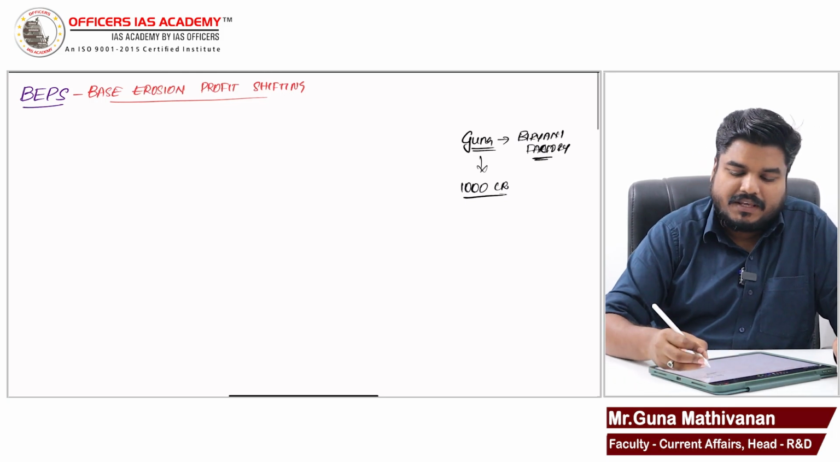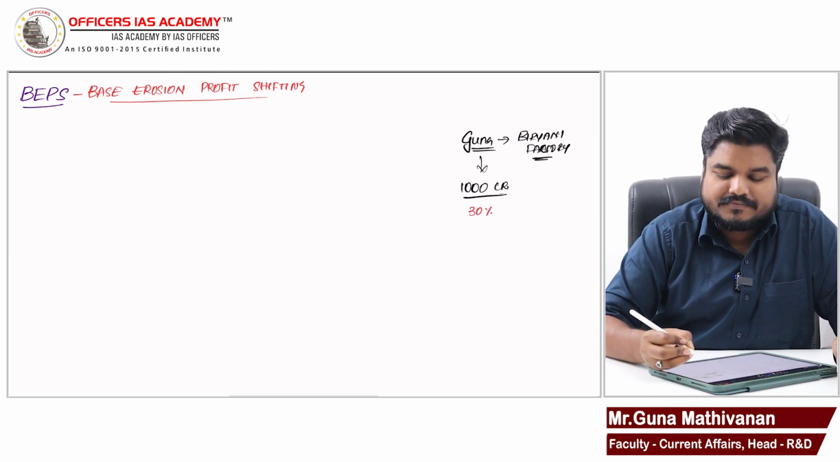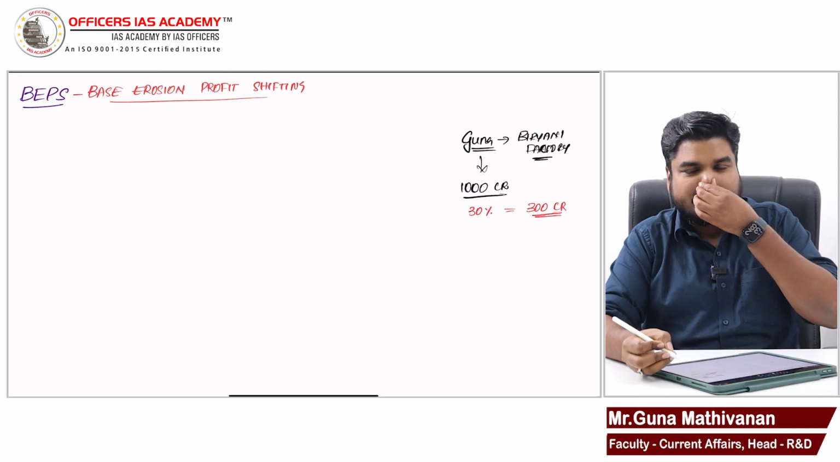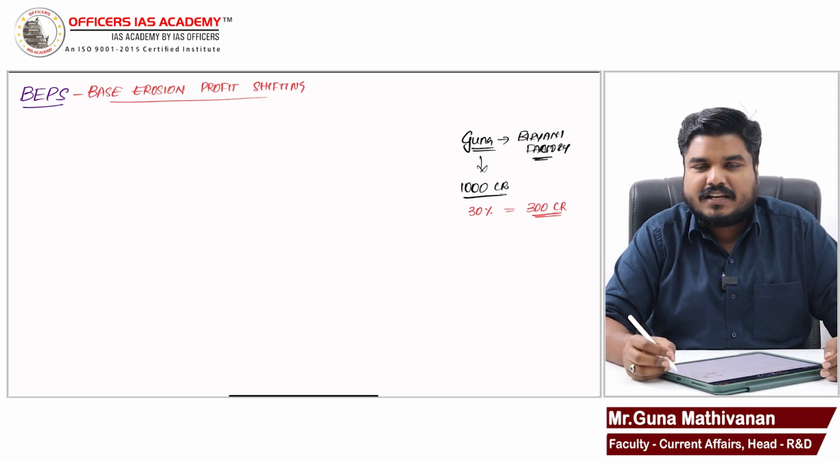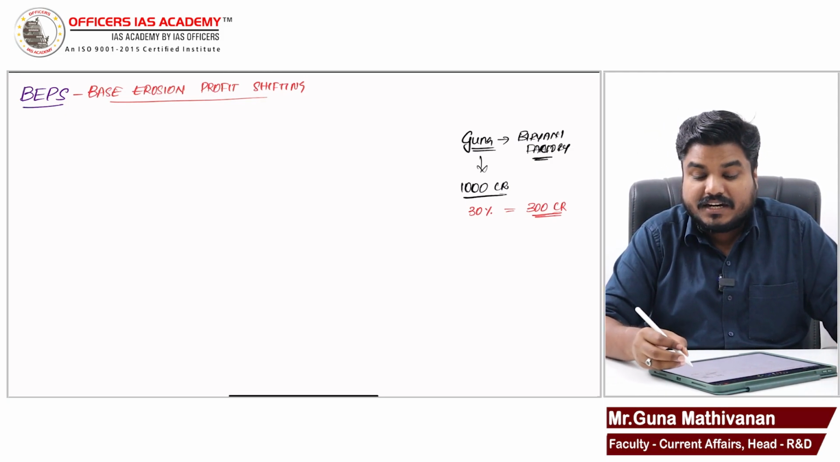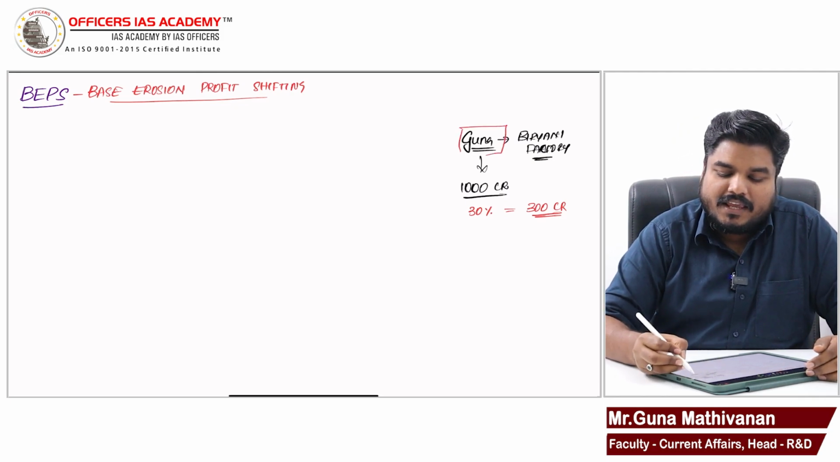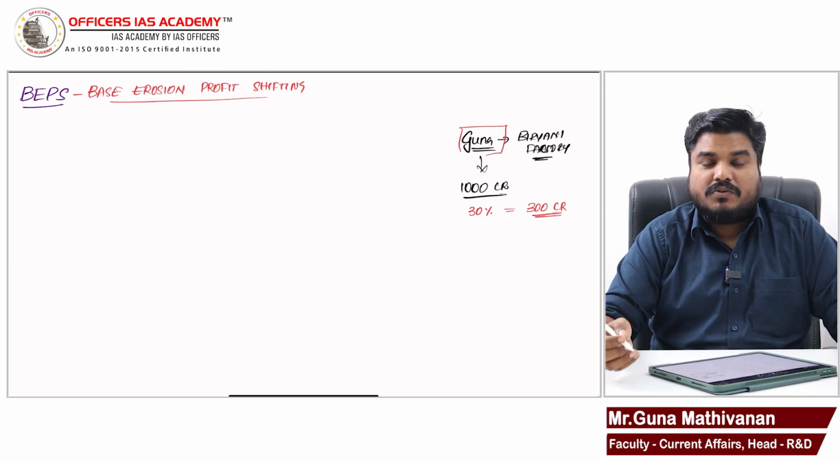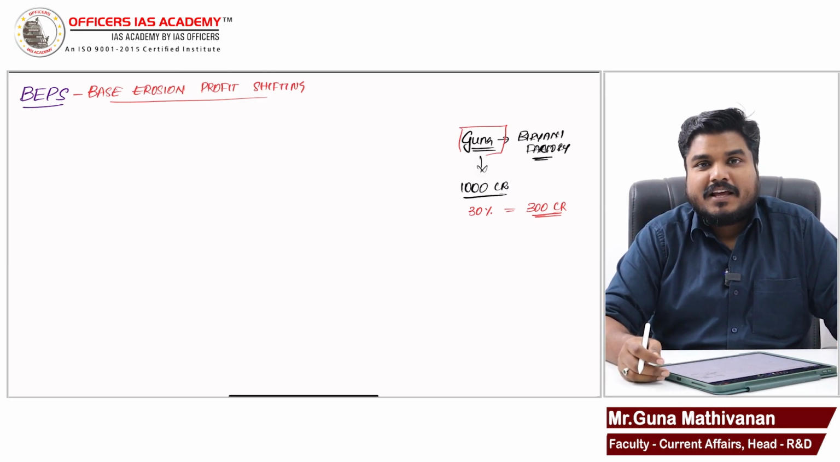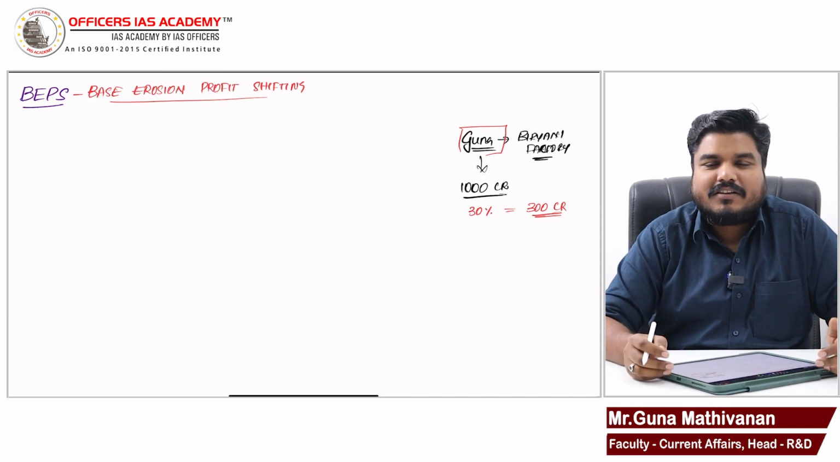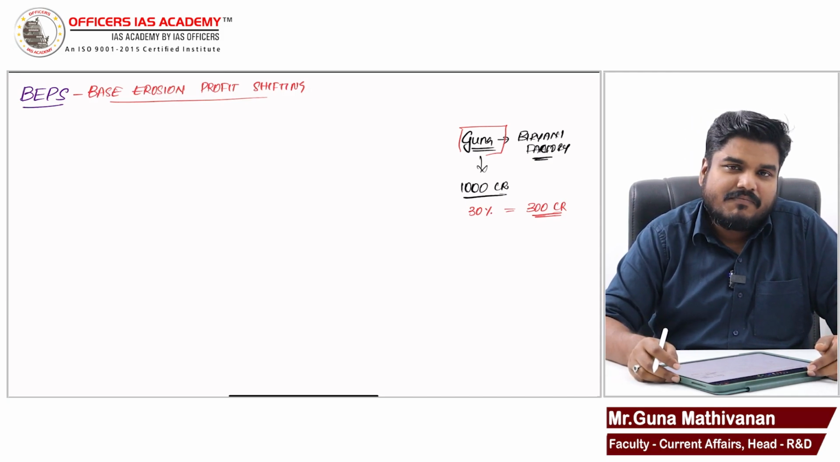Now, he has to pay 30% tax. That means in India, he has to pay 300 crore rupees of tax. I am fixing 30% as the tax amount here. Guna is not okay with paying this much tax. He worked hard and made 1000 crores, and the government says pay 300 crores as tax. At the same time, Guna is not interested in tax evasion.